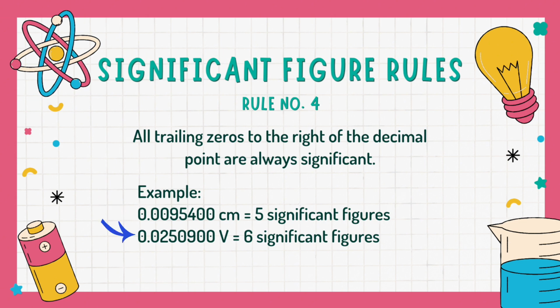Example 2. There are 6 significant figures because there is a 0 in between non-zero digits and the last 2 digits are trailing zeros. 2, 5, 0, 9, 0, 0 are all significant.